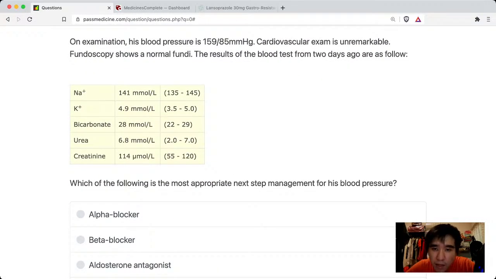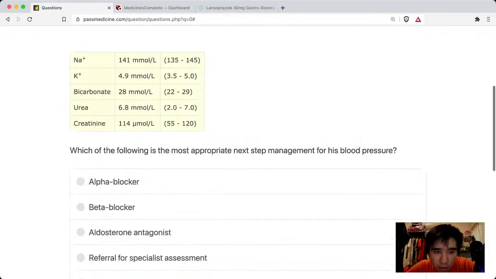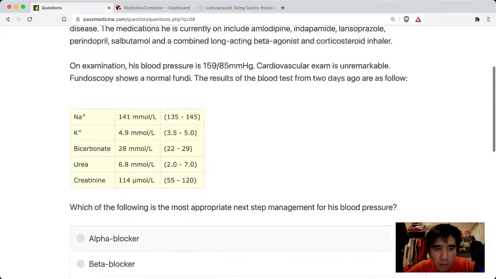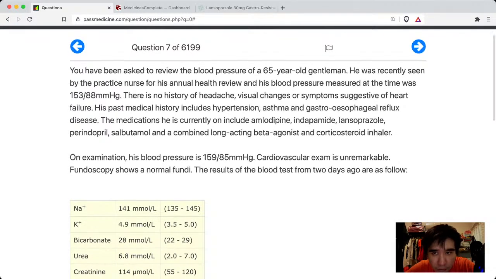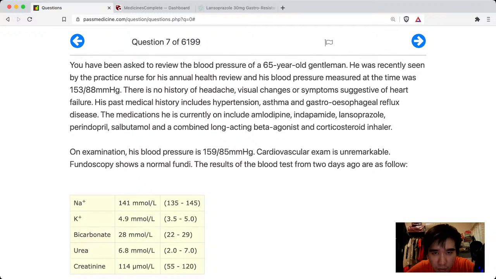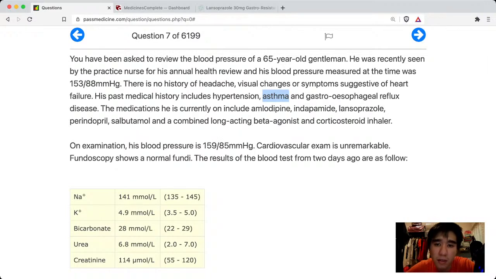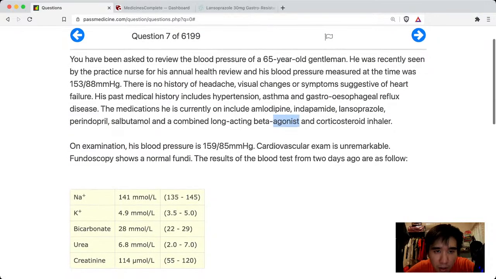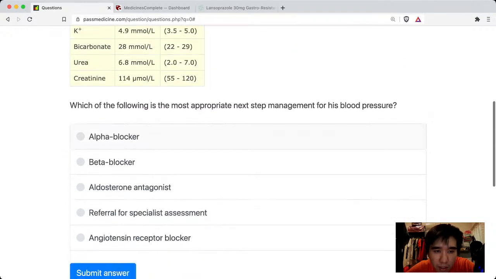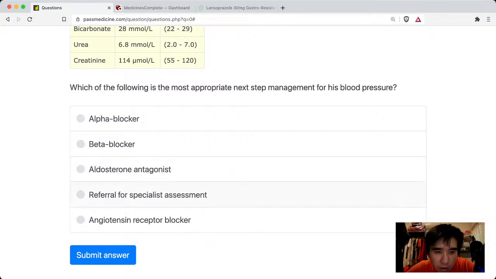What's the next step of management? Do we add a 4th drug, or do we refer to specialists? At my level, I will refer to specialists. We don't want to add a beta blocker because he has asthma, right? Yes, he has asthma, so beta blockers are contraindicated. He needs beta 2 activation. So beta blocker is definitely out. Alpha blocker, I don't know. What are the guidelines? I will refer to specialists.